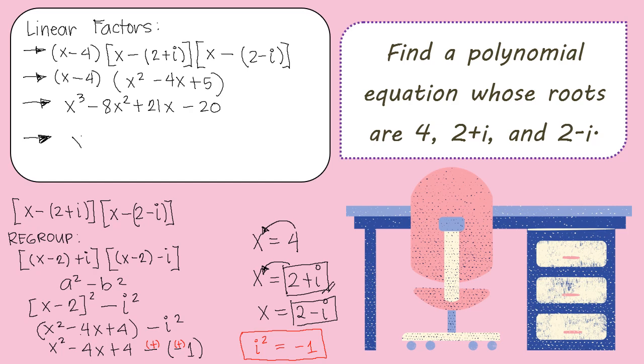How? By equating this polynomial to 0. And this is our final answer. And that's it. X cubed minus 8x squared plus 21x minus 20 equals 0.